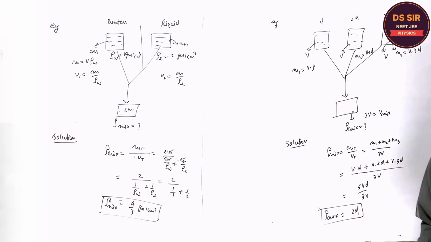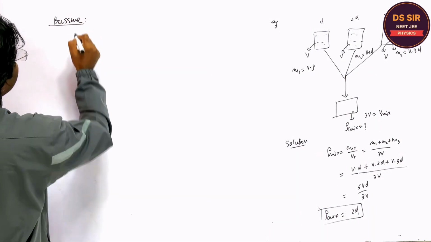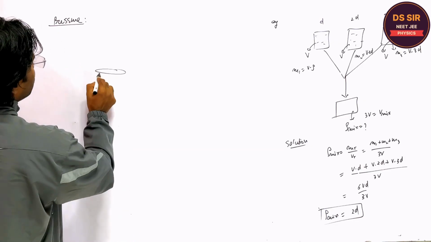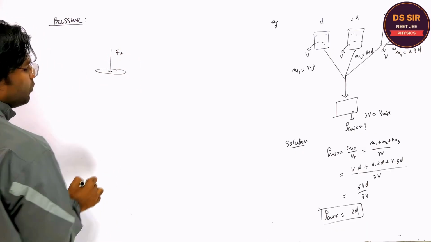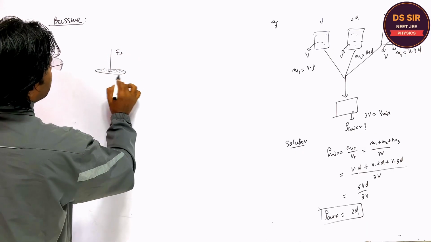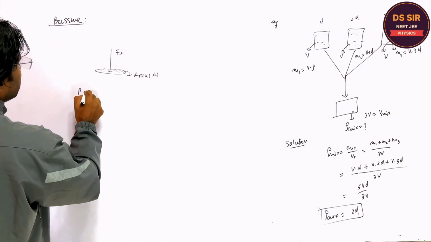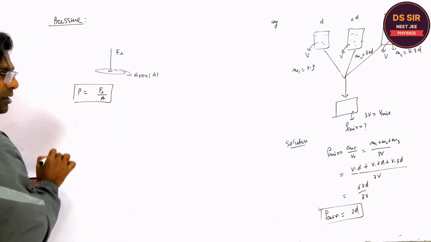Copy this. So the next topic is pressure, right? Density we have discussed, now we will discuss pressure. If some perpendicular force is applied to some area, the area is supposed to be A. So what is the pressure? The pressure is the perpendicular force divided by area, right?